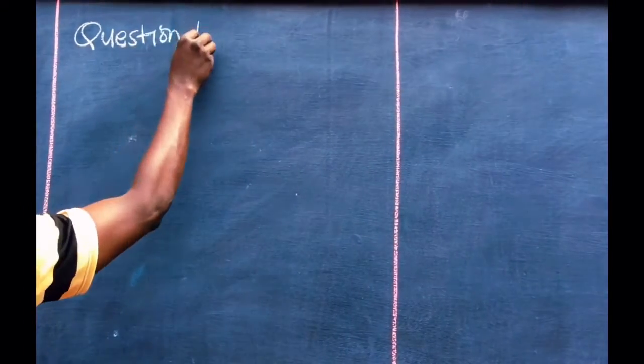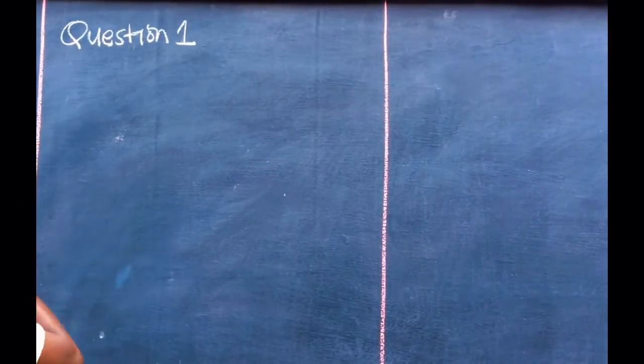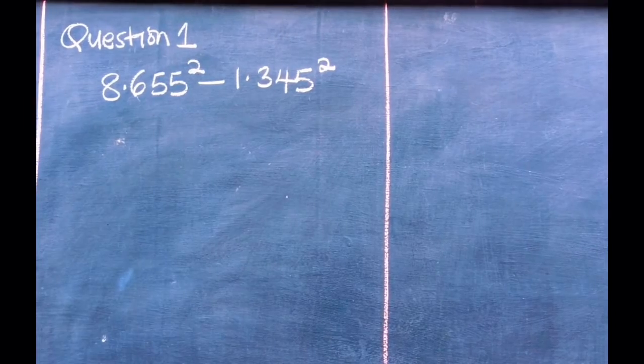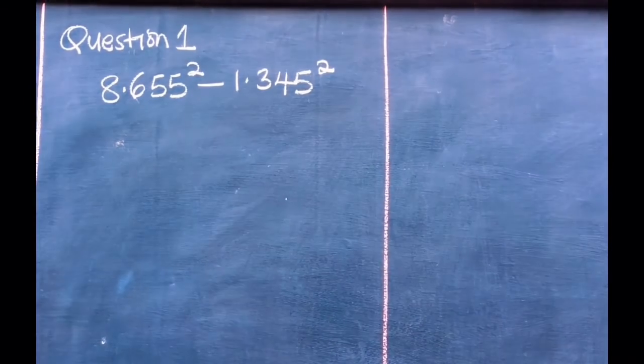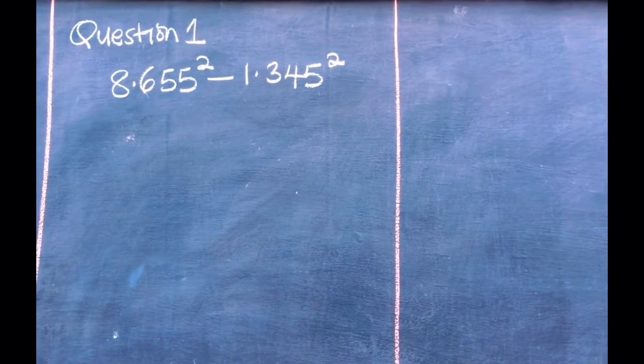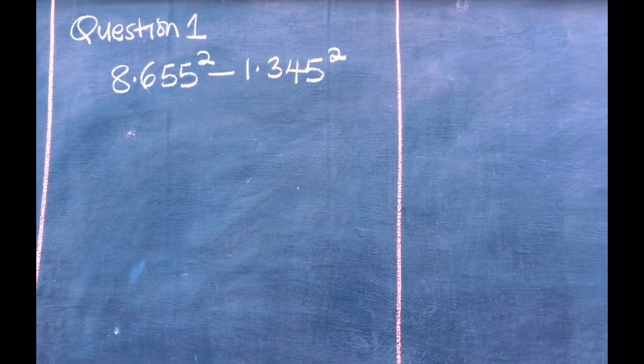question one, and this question one reads: evaluate 8.655 squared minus 1.345 squared without using a table or a calculator. So we don't need to use a table or a calculator when working out this question. This could earn you 4 marks when you answer correctly.